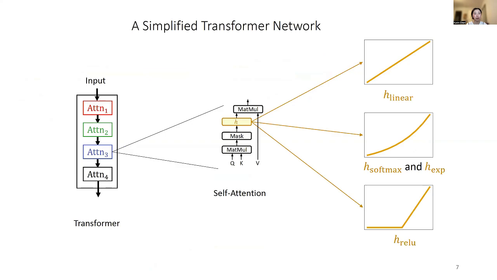In this paper, we will consider a simplified transformer model, which is obtained by sequentially stacking attention layers. We reserve the orange letter H to denote a nonlinear activation in the attention module. In practice, H is usually chosen to be softmax. Another popular choice of H is ReLU. Finally, we also consider the exponential activation, which is just softmax without normalization.